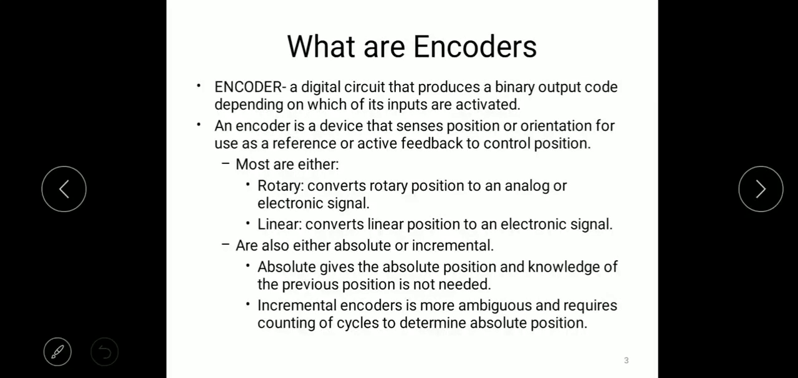So what are encoders? Basically, an encoder is a device, a digital circuit that produces a binary output code depending on which of its inputs are activated. An encoder is a device that senses the position or orientation, used as a reference or active feedback to control position.